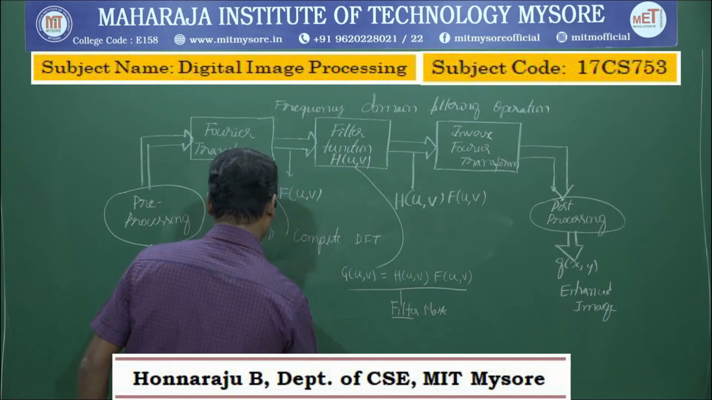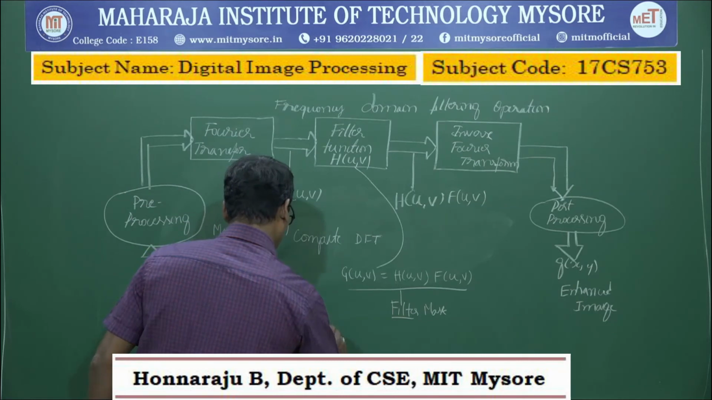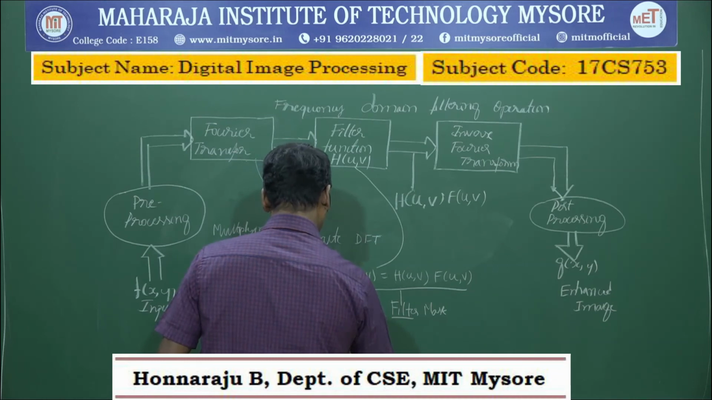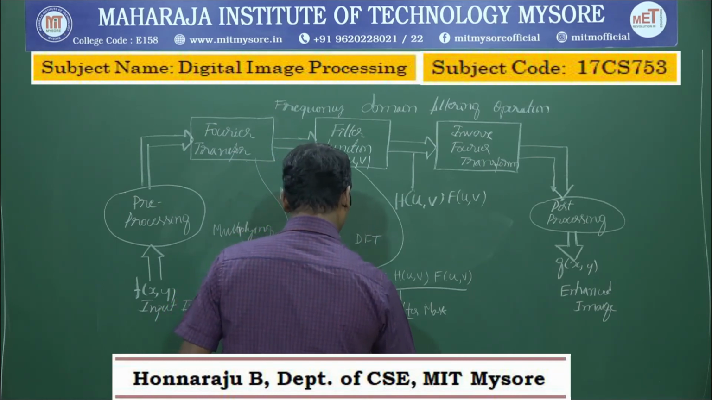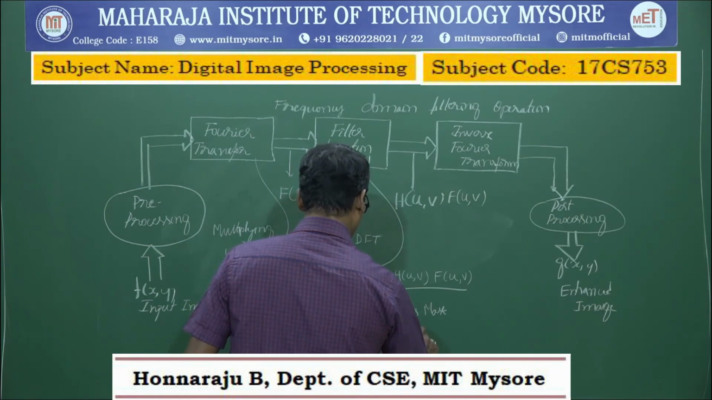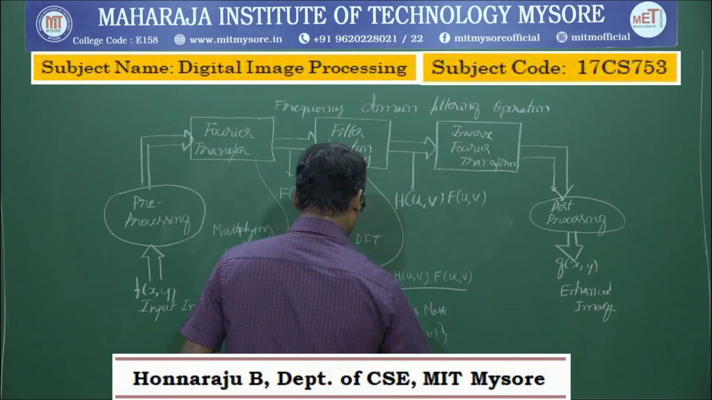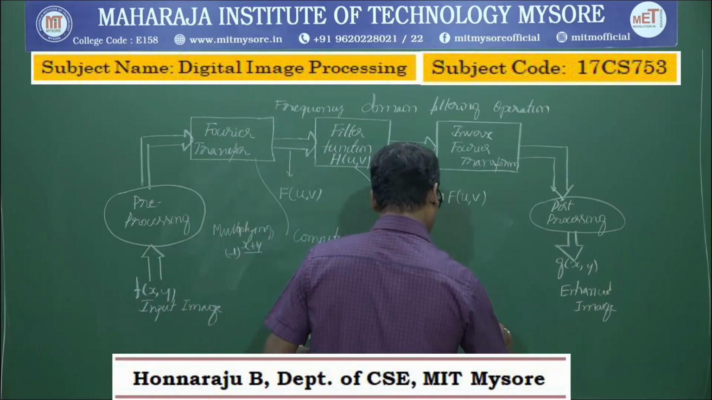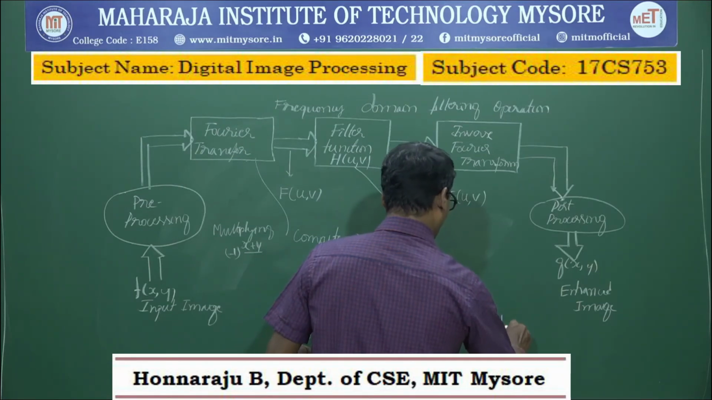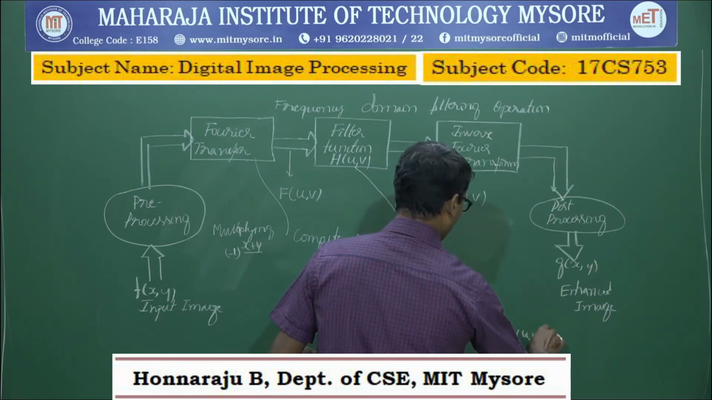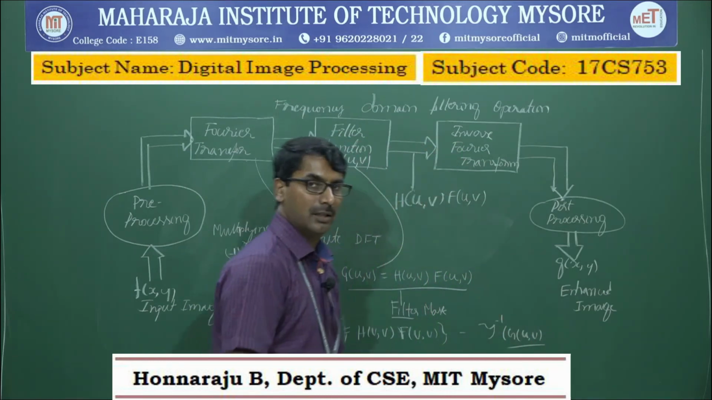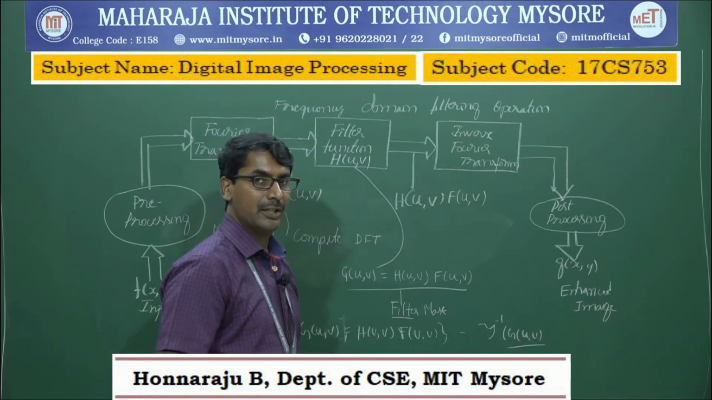So first, the transformation is G of u comma v equal to H of u comma v into F of u comma v. This is a filtering operation. Then the inverse transformation of G of u comma v. Once you perform the inverse transformation, we get the output in the spatial domain.